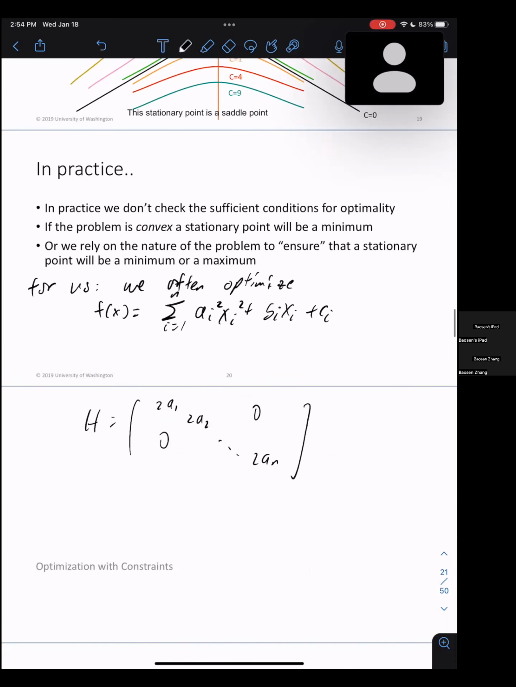For this kind of Hessian, this is positive. So the eigenvalues are just these numbers for a diagonal matrix, right? The eigenvalues of a diagonal matrix are just the diagonal entries of the matrix. So this thing is positive definite if and only if these numbers are all positive. If the numbers are positive, then the Hessian will be positive definite, and when you minimize, you'll get a local minimum point.